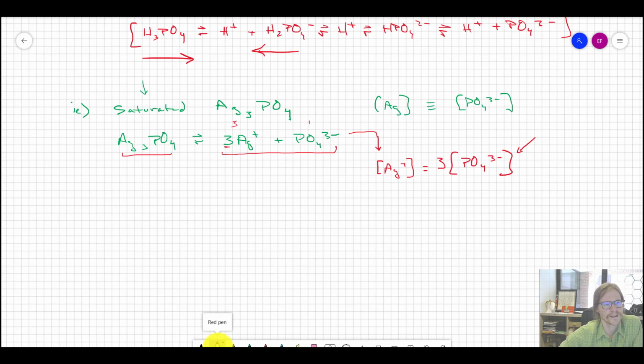The other way to think about this is if we thought about this as an ICE table, which you don't have to, but if it's helpful to you, you can think that the starting concentration would be 0, 0, 0, and the change here would be minus x, some amount x of silver phosphate. For every 1 of those x's, we're going to get 3 x's here, and we're going to get 1 x here. And so in that case, the silver is 3 times more concentrated than the phosphate. How do you write that algebraically? Silver is equal to 3 times the concentration of phosphate.